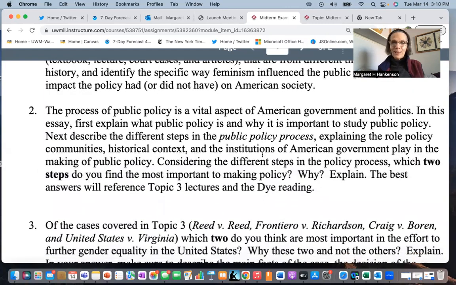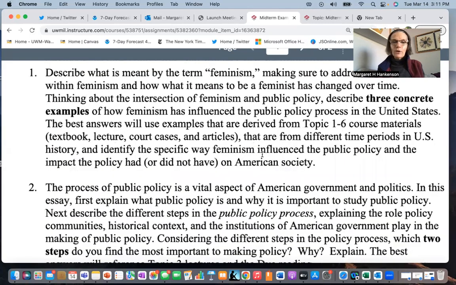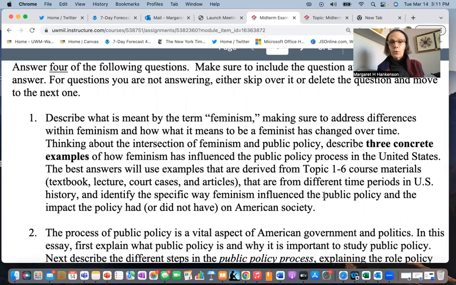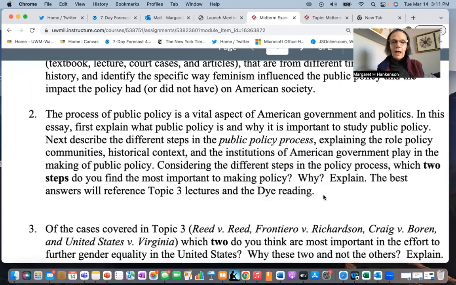The second question focuses on public policy. Okay, so the first question kind of deals with topic 1, but then applies topic 1 to the other topics. Question 2 focuses mostly on topic 2. It says the process of public policy is a vital aspect of American government and politics. In this essay, first explain what public policy is and why it's important to study public policy. Next, describe the different steps in the public policy process. There's a whole video that is dedicated to that.